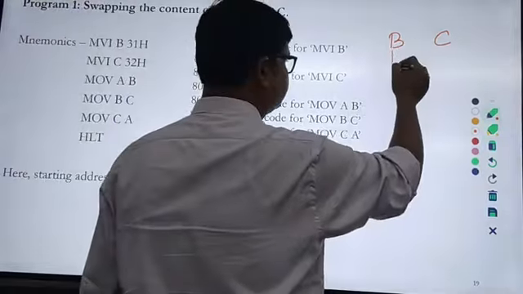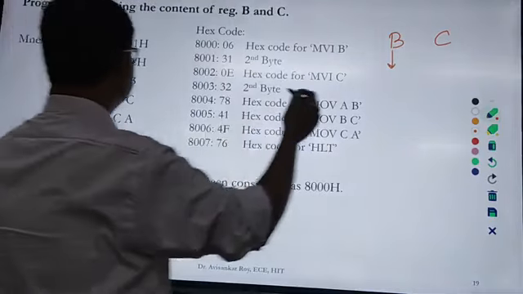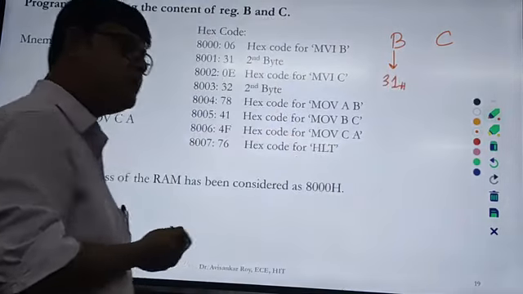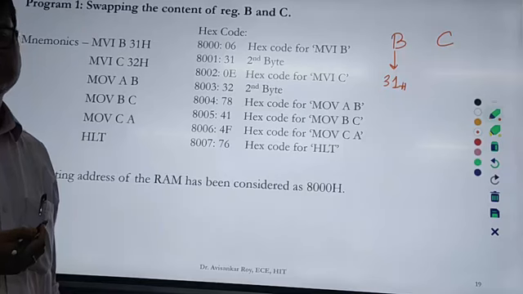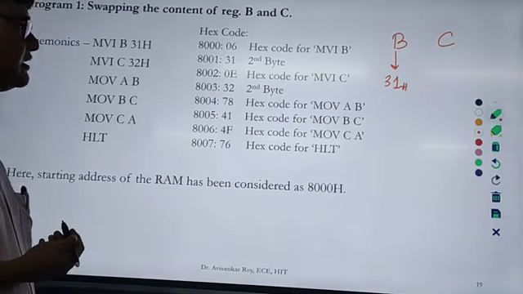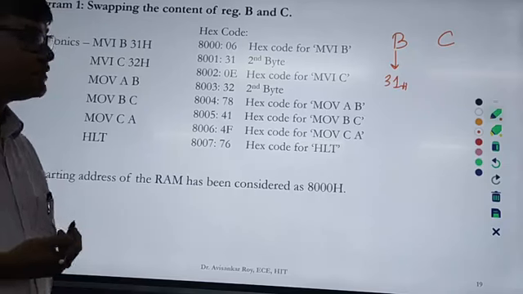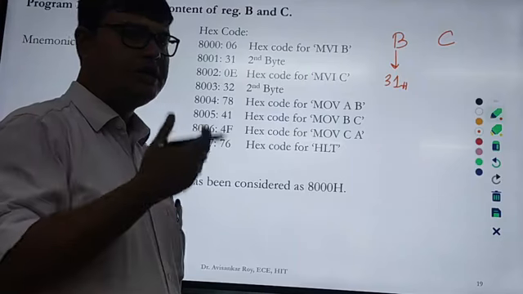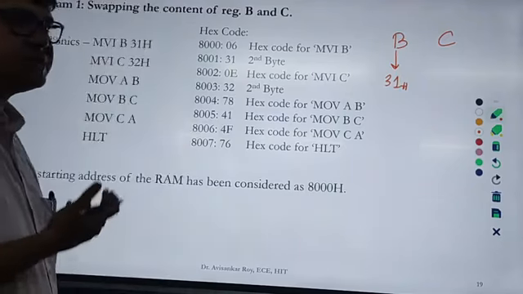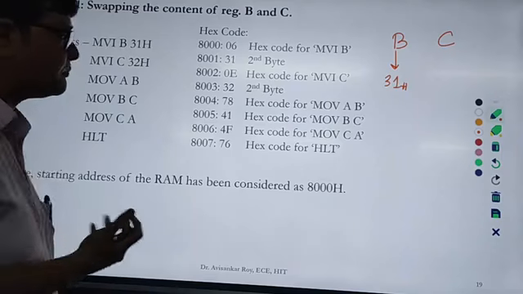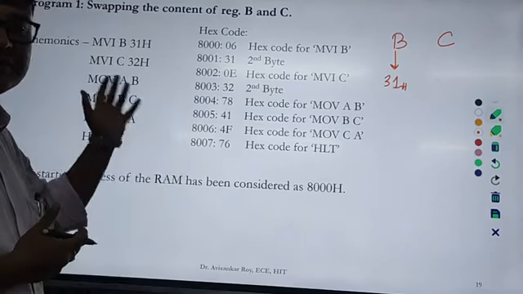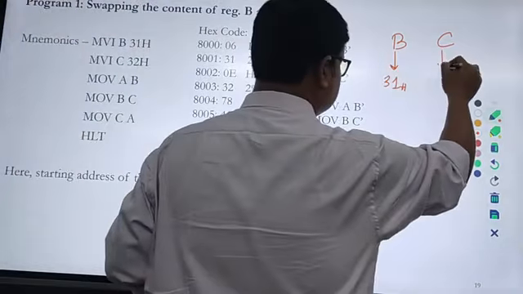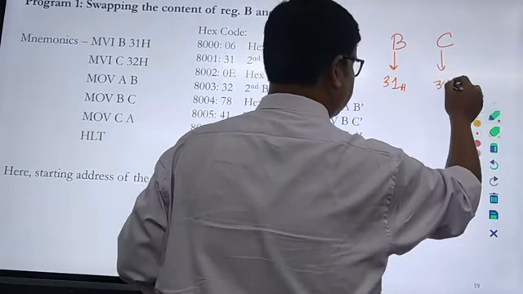For example, we can store the data 31H, which is in hexadecimal format. As you know, the microprocessor always uses the hexadecimal number system. The programming language is assembly language programming. There are other languages like machine level language or high level language, but the 8085 microprocessor system uses assembly language programming, and the number system used is hexadecimal.